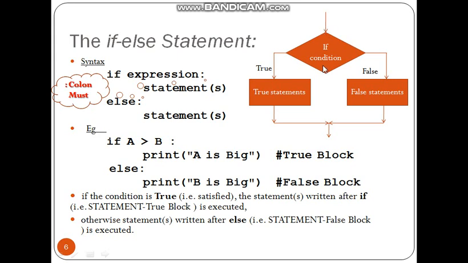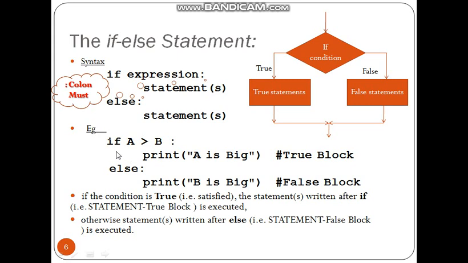If the condition is true, then it executes the true set of statements, and if the condition is false, it executes the false set of statements. After executing the different set of statements, it comes back to the next statement after the if. So it is a two-way branching statement. Depending upon the condition, if it is true it goes this way, and if it is false it goes that way.